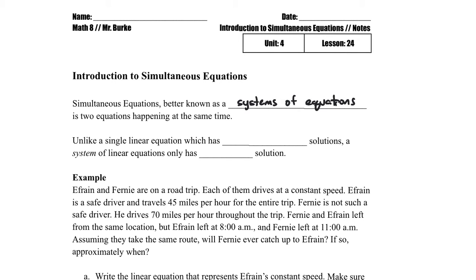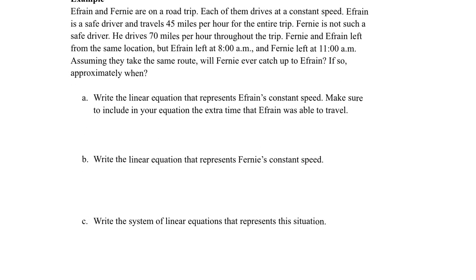And basically, a system of equations is two or more equations happening at the same time. For us, we're only going to worry about two, but it could be three or four, however many equations happening at the same time. Unlike a single linear equation, so all those lines that we graphed, all those equations that had x and y, those are linear equations. They actually had infinite solutions, which is why we would graph them. So instead of trying to list all the solutions, we would just draw a picture. A system of linear equations only has one solution. There's only one x and y that make both equations true at the same time, which is what we're looking for.